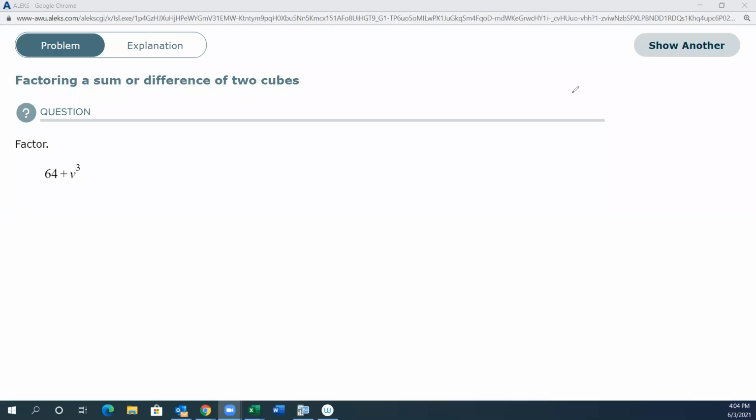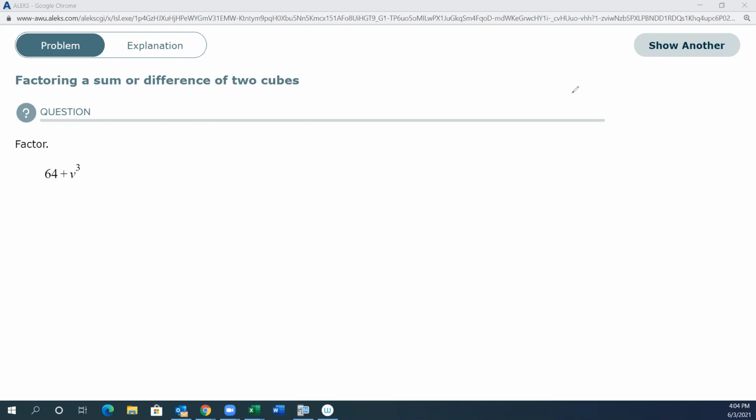Okay, so how do we factor this? Well, it's not three terms, so it's not going to be the AC quadratic thing. It is two terms, so we're thinking difference of squares, but it's not a difference. Nor do I know the square root of v cubed. I mean, I know the square root of 64 is 8, but that doesn't square root real nicely.